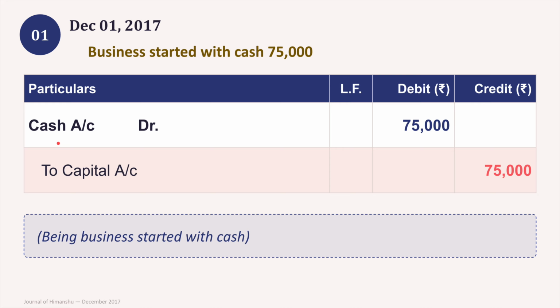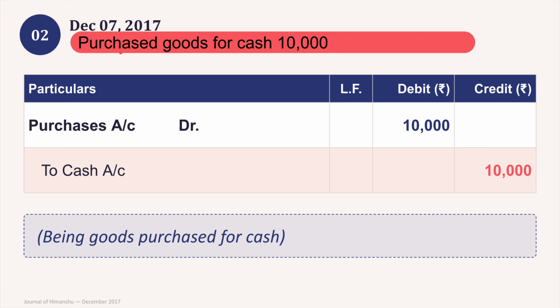So the journal entry will be cash account debtor to capital account 75,000. So you will write the narration as being business started with cash. The next transaction, purchased goods for cash 10,000.